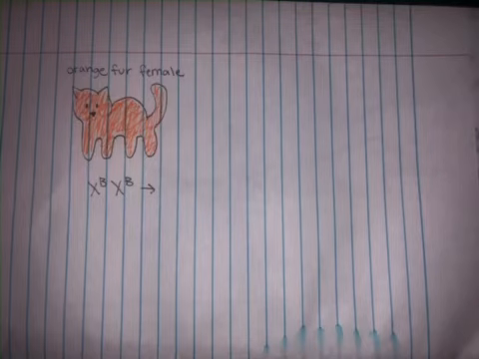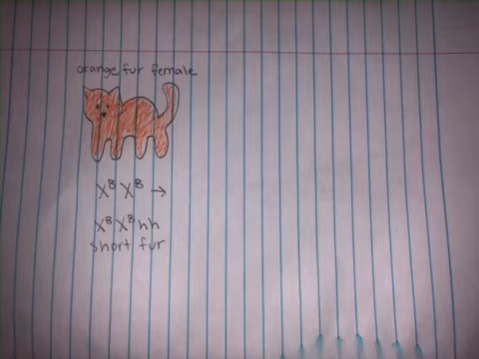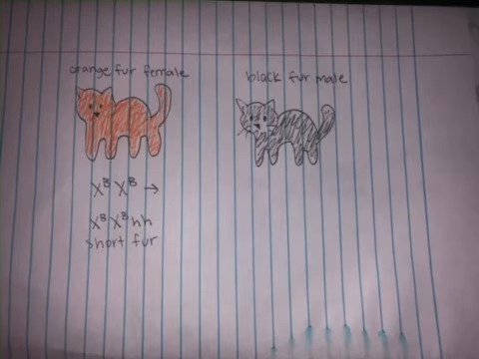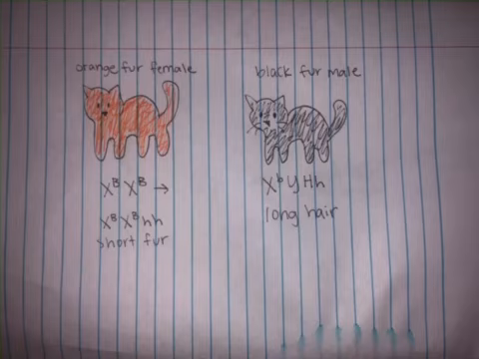Now, on a different autosomal trait, the short versus long hair, the big H represents long and little h represents short hair. So, an orange short-haired female would have the genotype X big B, little h, and a black-haired male heterozygous for long hair would be X little b, Y, big H, little h.